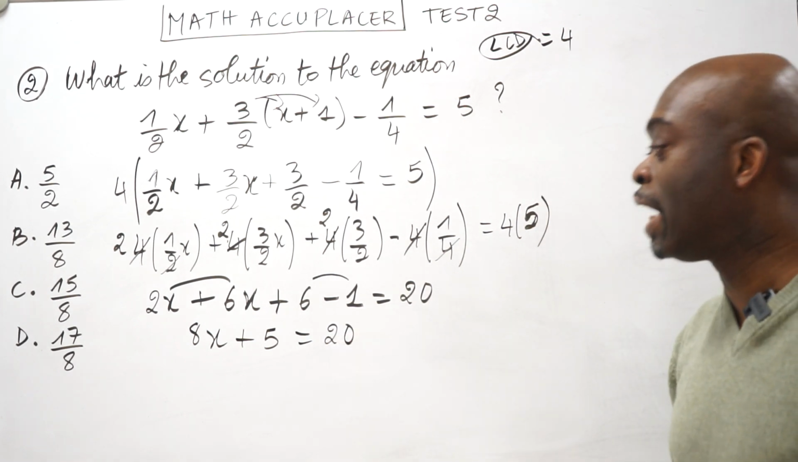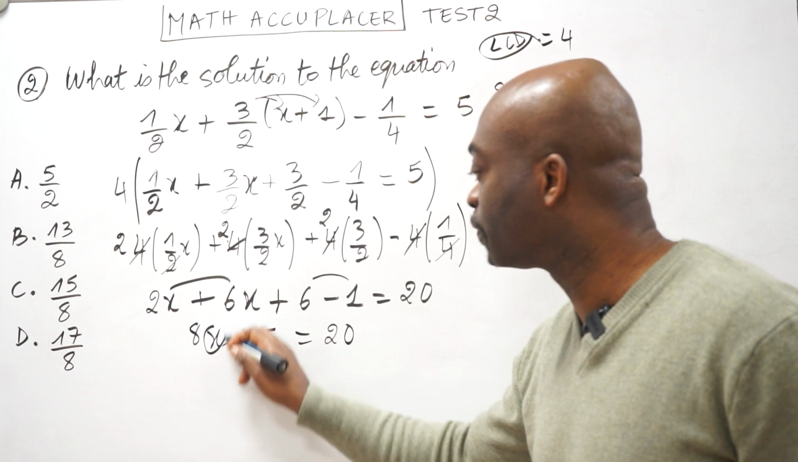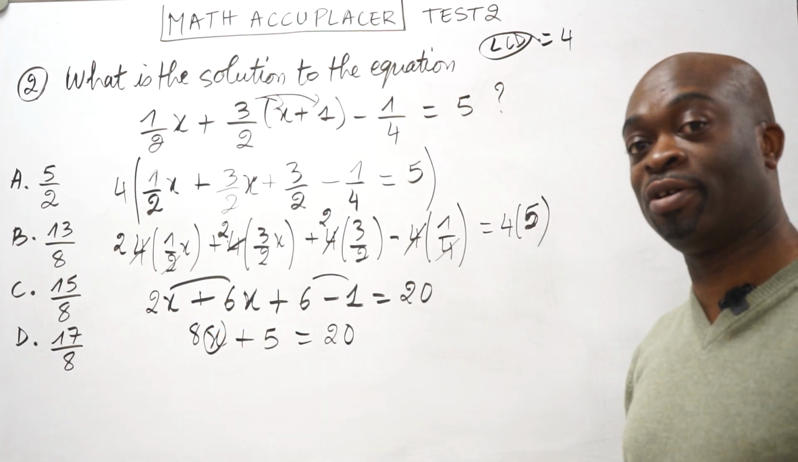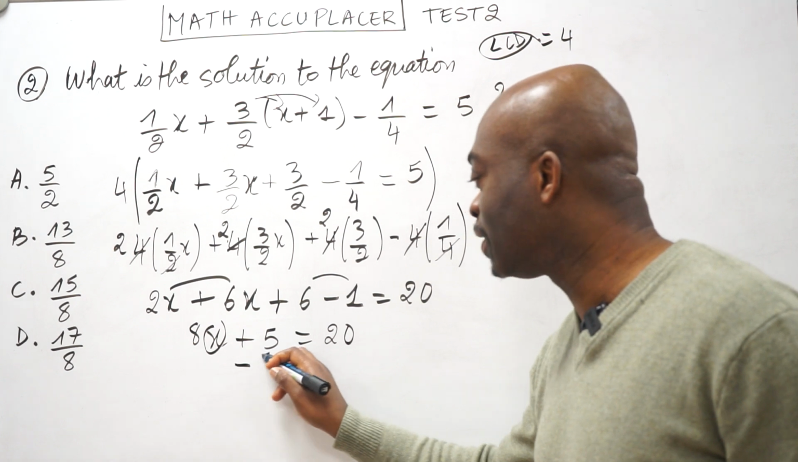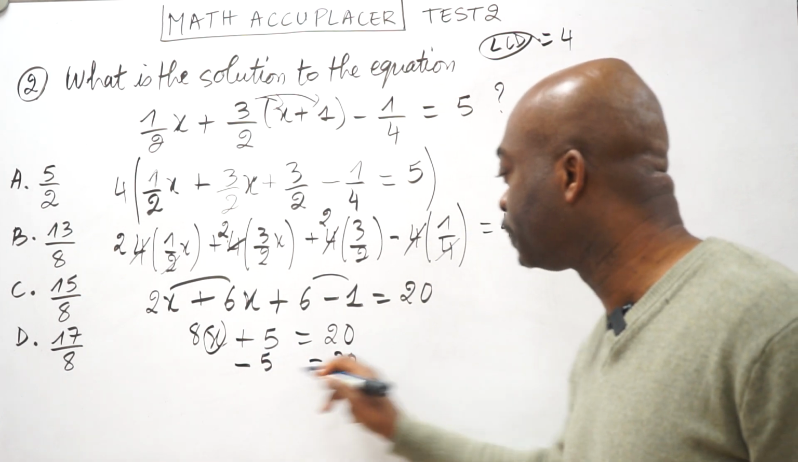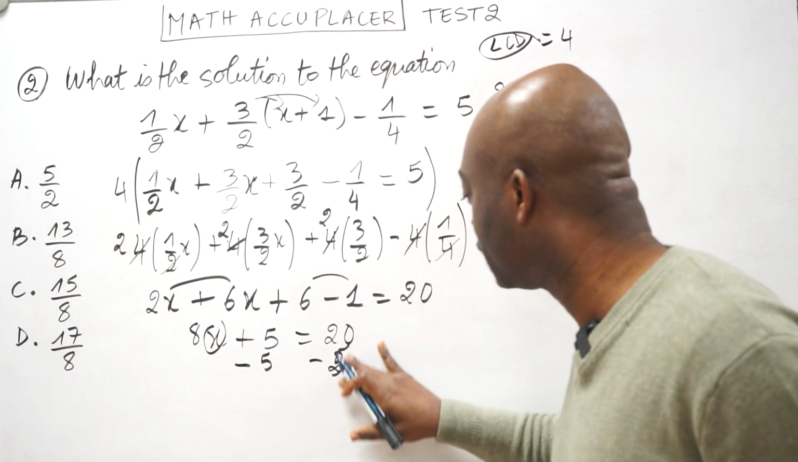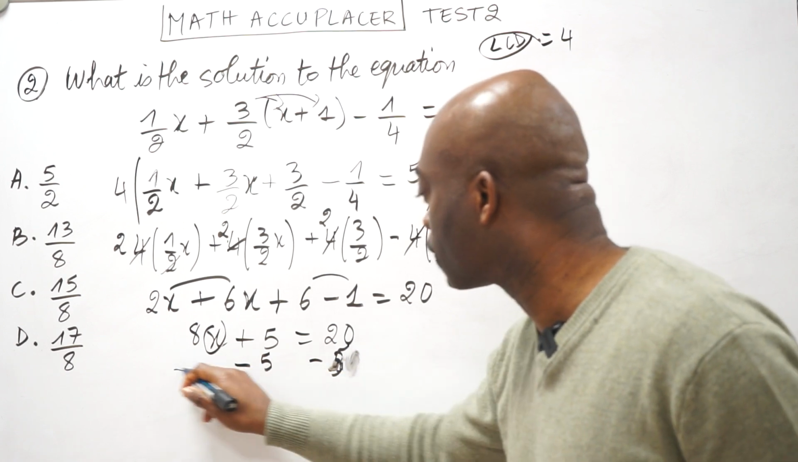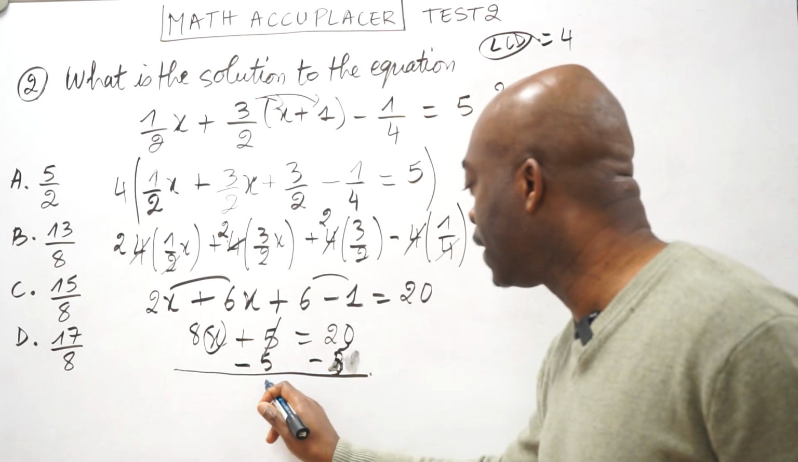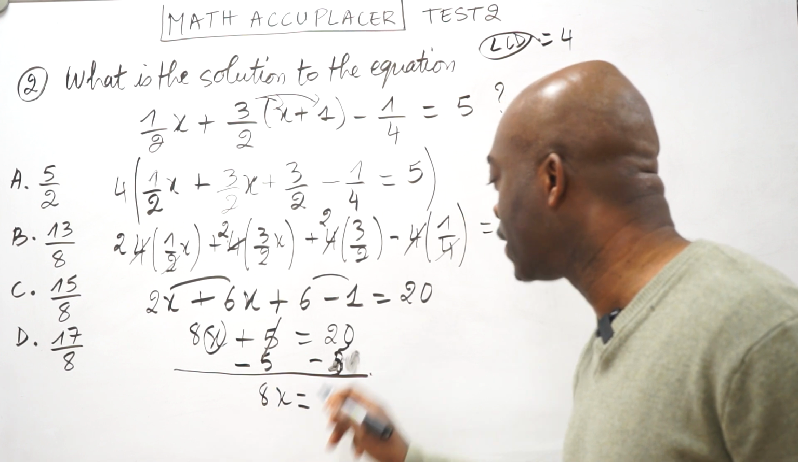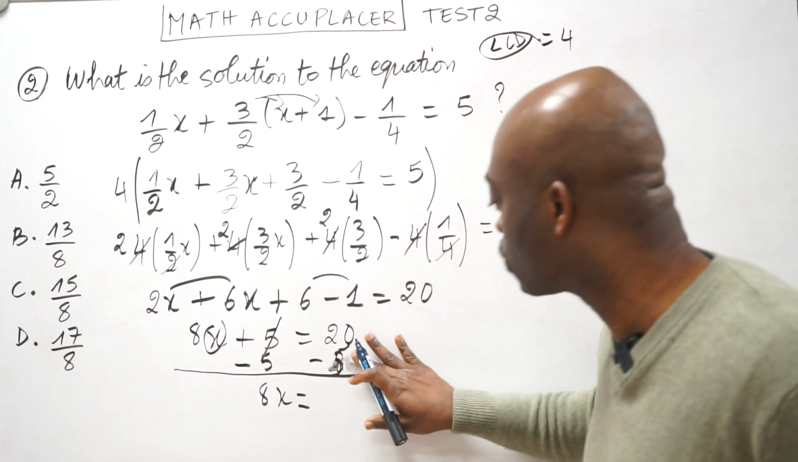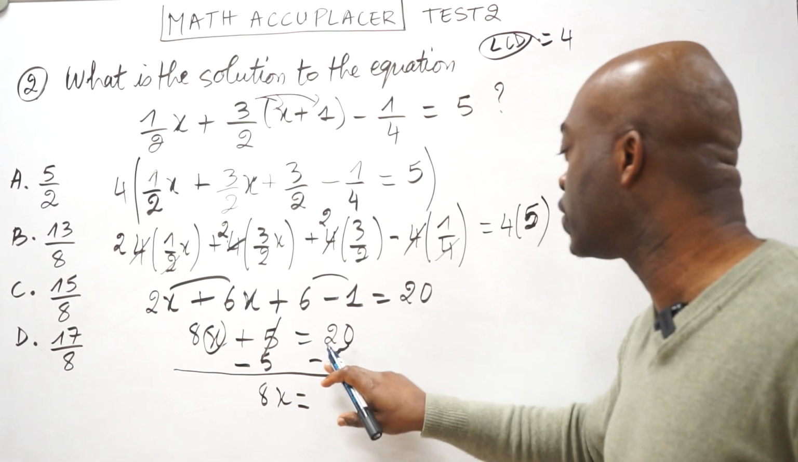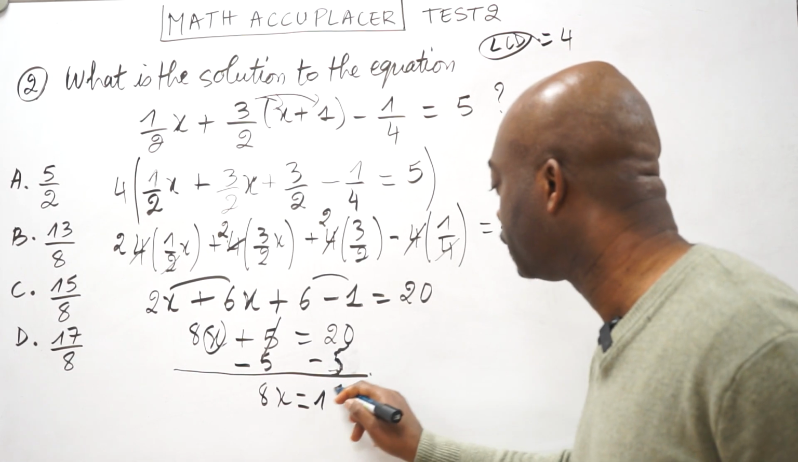All right? So now we're solving for x. That's our target. So because x is our target, what do we need to get rid of? 5. By doing what? -5 both sides. Careful. And then we end up with 8x equals to what? 20 minus 5 is going to give us 15.